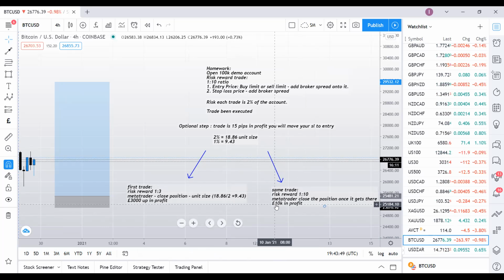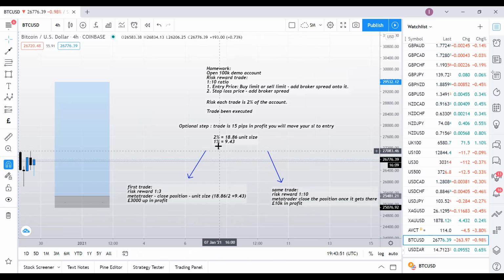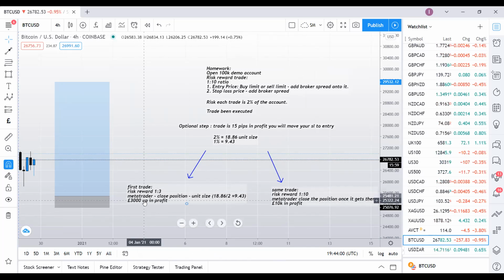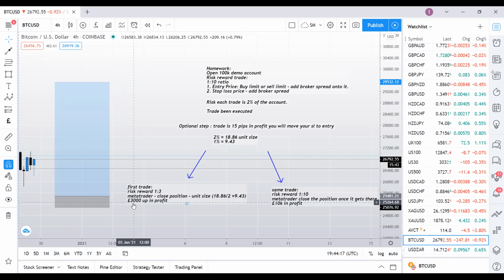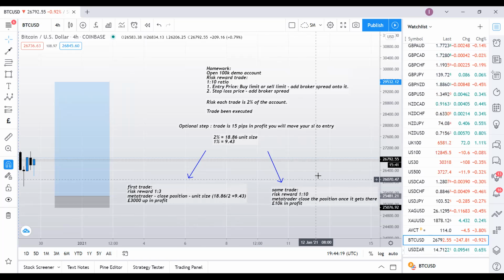So in this setup, by taking a 2% risk on your account of £2,000, you've managed to secure 13,000. So you've increased your account by 13% by this particular trade. One trade. In this one trade, you're 13k up, so 13% up on your account.